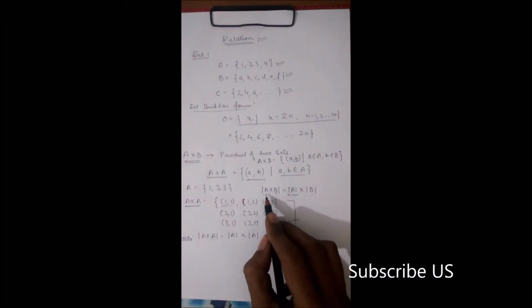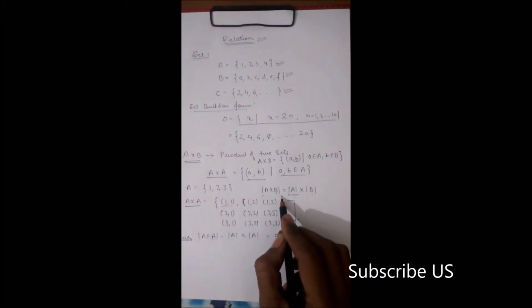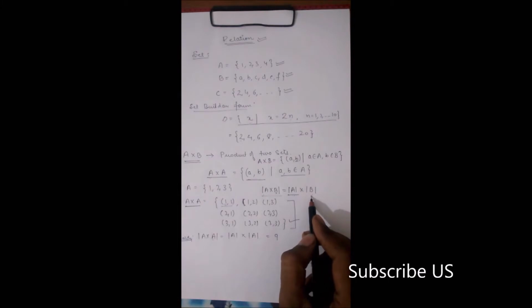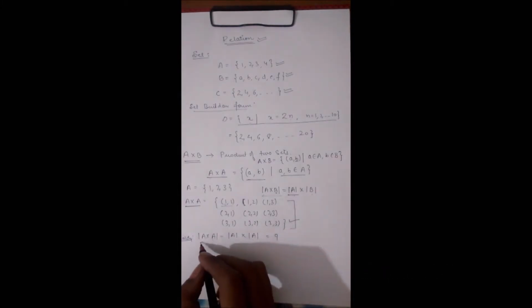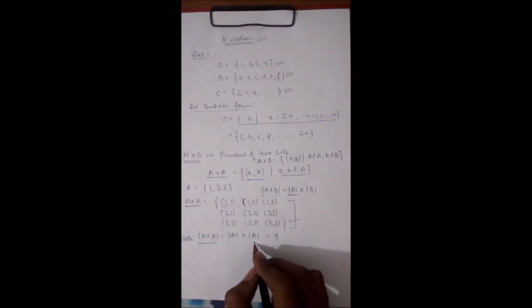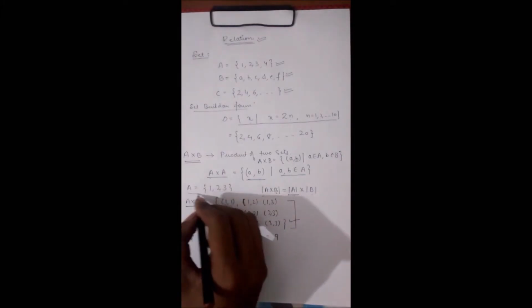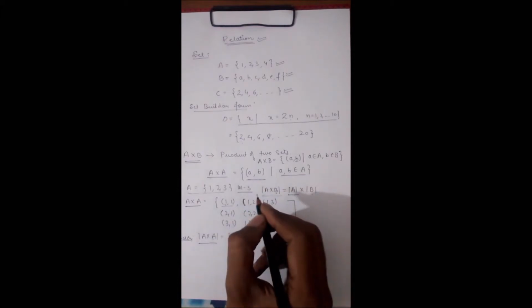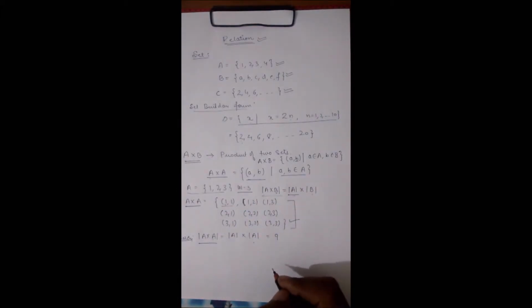The number of elements in the product of two sets is generally the number of elements in the first set multiplied by the number of elements in the second set. In the same way, we can have A cross A. Cardinality of A cross A will be cardinality of A into cardinality of A again. That will give me 9, because here cardinality of A equals 3. So this was the basic knowledge of set theory which I need to study my relation.